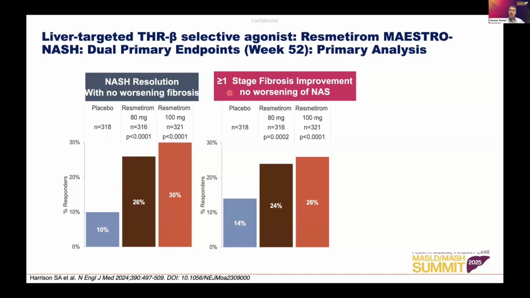More importantly, we look and try and search for improvement of stage of fibrosis. So this is greater than one stage of fibrosis after 52 weeks of therapy. Again, the placebo group at 14% and the two doses of resmetirom at 24 and 26%. So you may say, look, this is only a 12 or 14% change in the context of improvement of stage of fibrosis, but certainly this is statistically significant, it's clinically significant, and a number of patients have been treated in the US, and we now see this in Europe. I'm not sure if or when this will be seen in Canada.